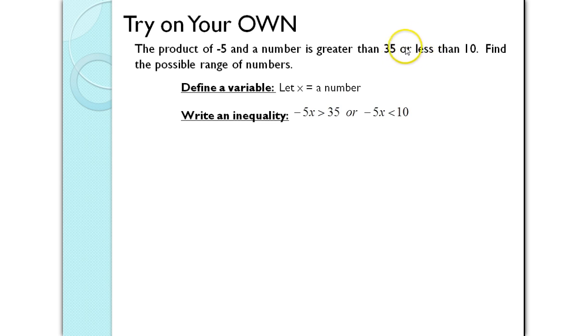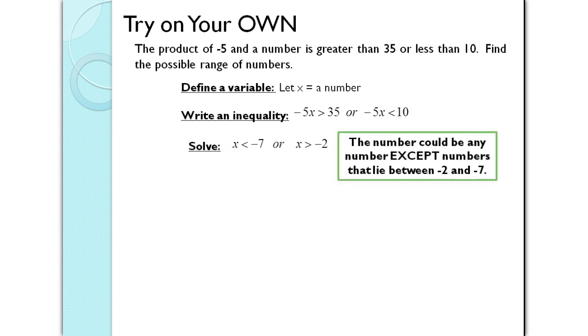Or, that "or" is the or we use to represent a union. Or is saying the same product, so negative 5x, is less than 10. So that is your setup. And then from there, when you go to solve, you're just going to divide by negative 5. Make sure you flip your inequality sign. 35 divided by negative 5 is negative 7. 10 divided by negative 5 is negative 2. Once again, flip that inequality sign.